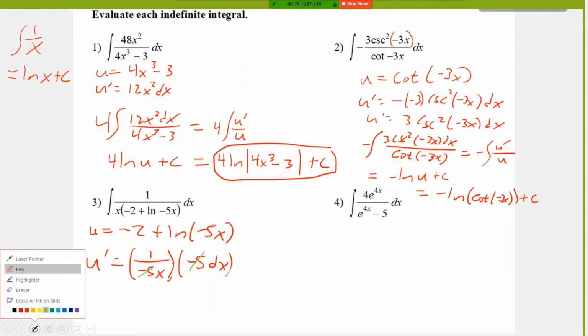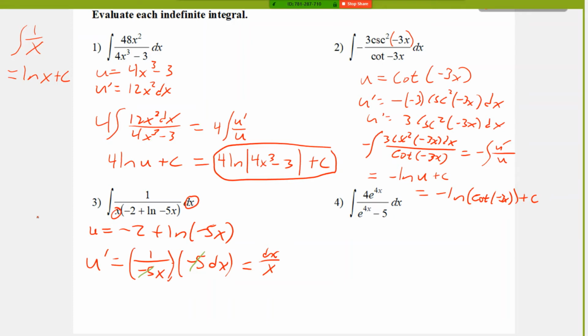And that would leave me with dx over x for my u prime, which is what I have here, dx over x. So once I substitute right now, I won't have any x's left. So this is the same thing as the integral of u prime over u. That's 1 over x times dx is my u prime, divided by my u, -2 plus ln -5x.